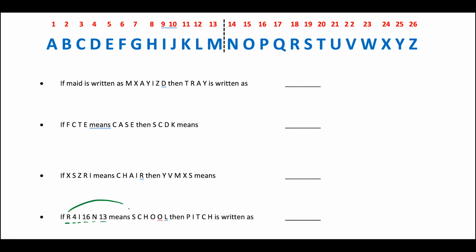So R to S is plus 1. It's moving 1 forward. So plus 1, and we can do it here if we want to, it helps us. So P plus 1, there is Q.